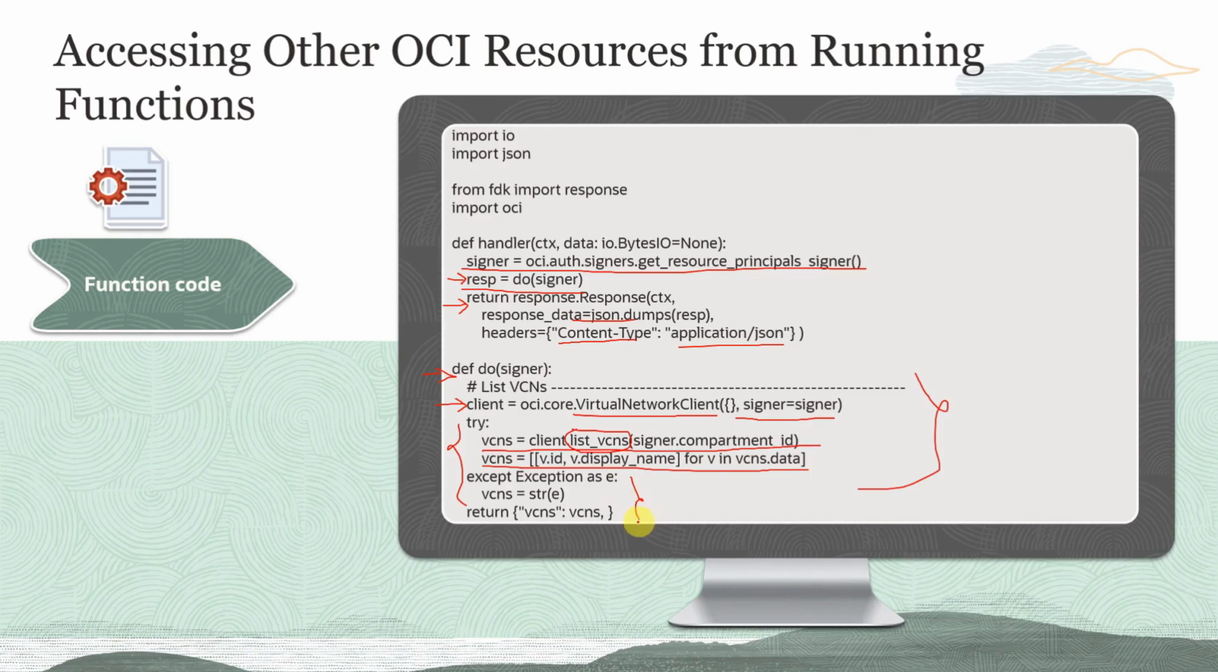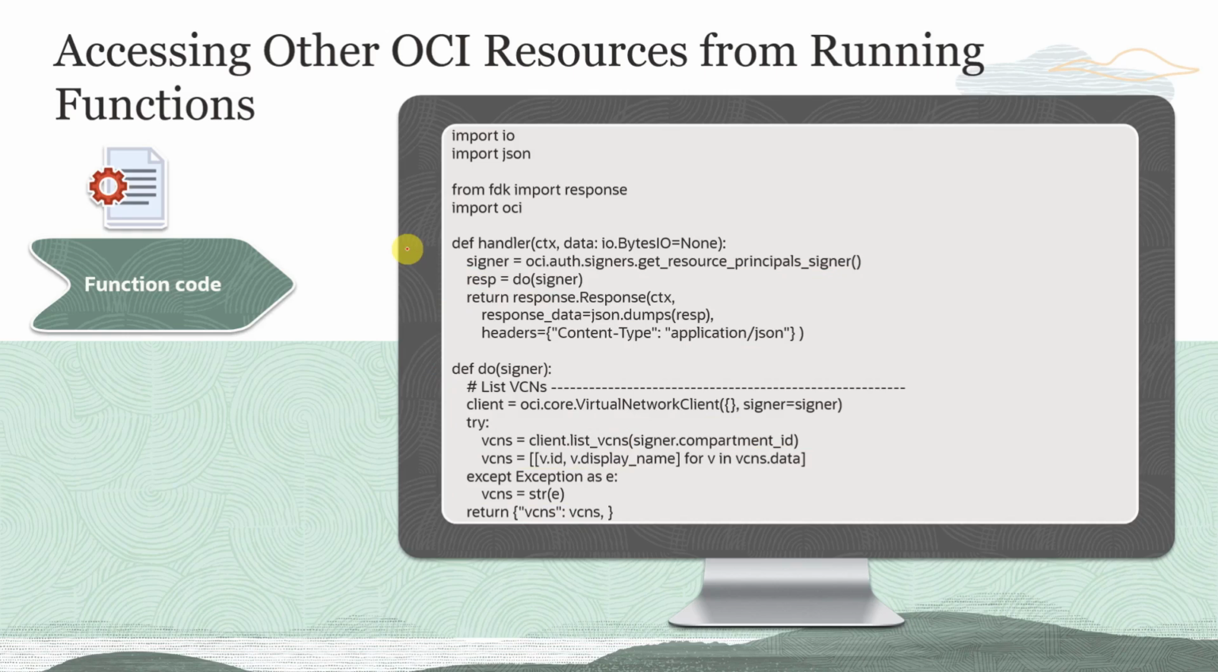If an exception occurs while listing the VCNs during the list_vcns call, it is caught here. If the exception is caught, the exception message is converted to a string and assigned to the vcns variable. And this last line returns the list of VCNs or the exception message in a dictionary with the key vcns.